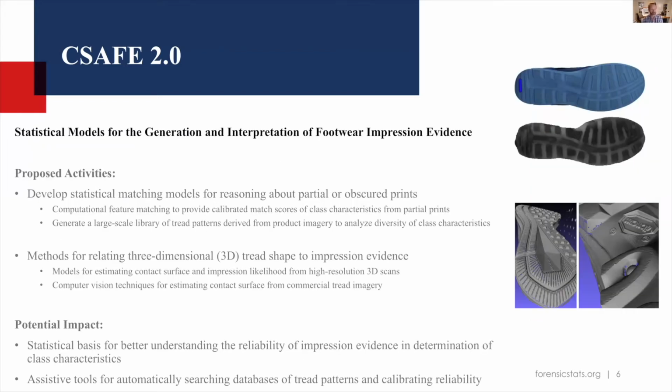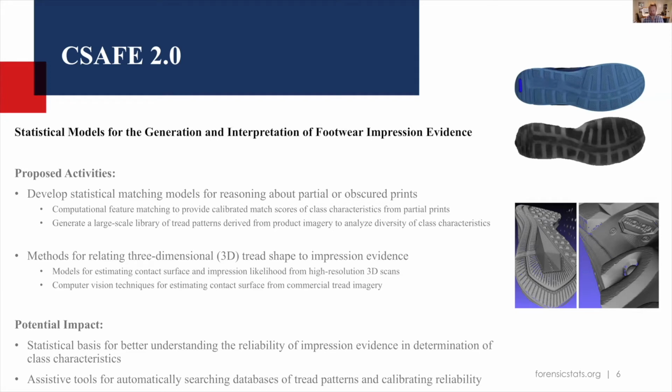The second project is focused on understanding more about the quality of prints and how prints are formed. The first aspect of this project is to develop statistical matching models for reasoning about partial or obscured prints. We've already had some success in building tools that perform feature matching between an image of crime scene evidence and an image of a test impression. But we'd like to understand how reliable that evidence is as the crime scene print becomes obscured or partial.